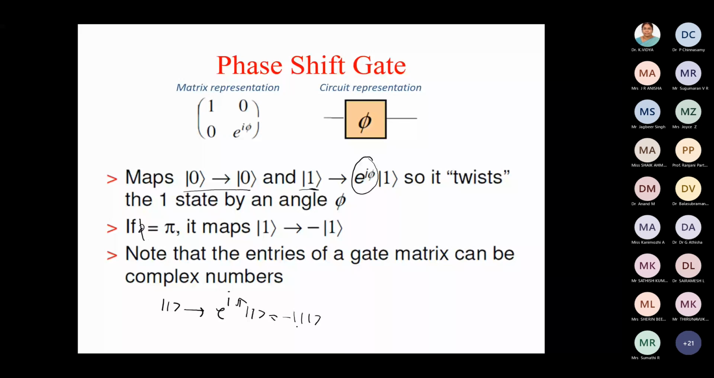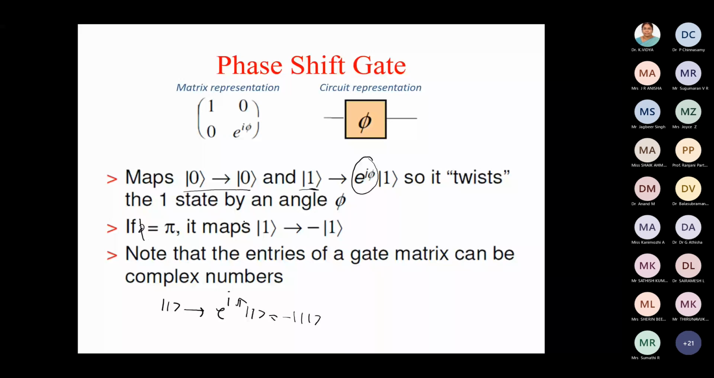Are you remembering this thing? Cos pi is -1, so minus will come out of this. So 1 will become -1. Basically its phase will completely change from plus to minus, or minus to plus if it is already minus. So it's a general phase shift gate.